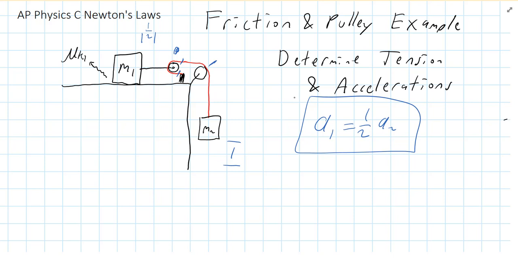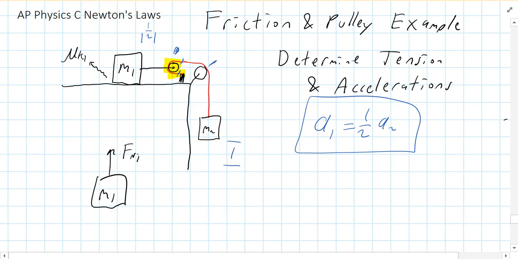Now, how many objects do you have moving? Well, a lot of people are going to say 2, but it turns out you have 3. You've got M1, M2, and this pulley moving. So we're going to draw FBDs of all 3. Let's start with M1. For M1, you're going to have the normal force, Fn1. You're going to have M1g. You're going to have this tension, I'll call it T1. And then you're going to have friction, which is mu sub K times Fn1.